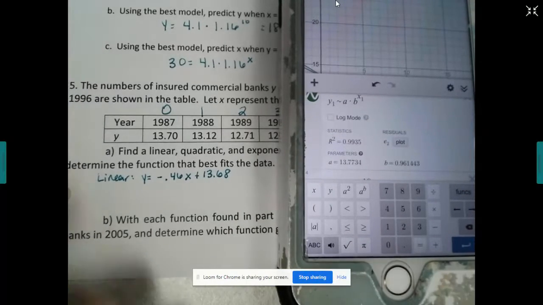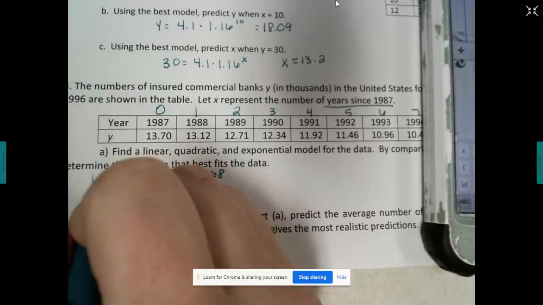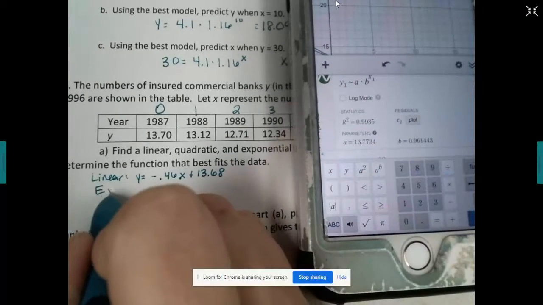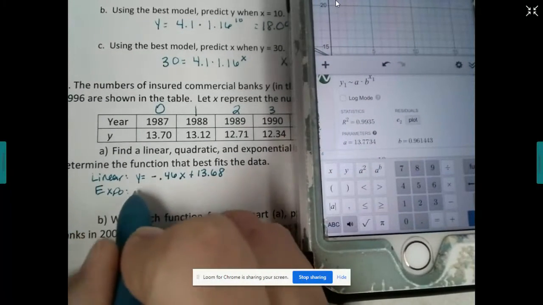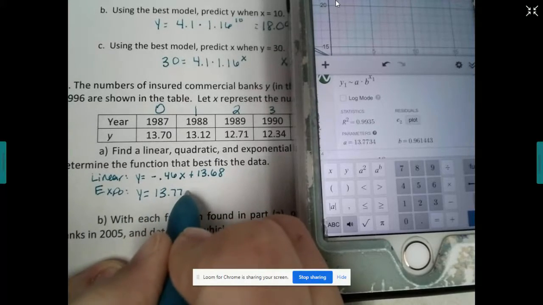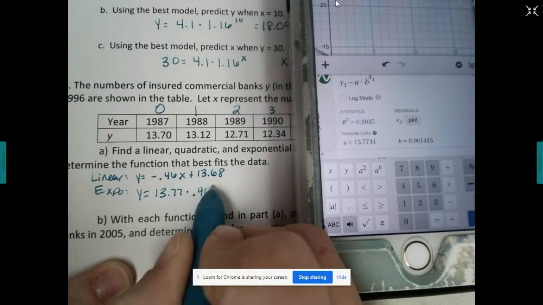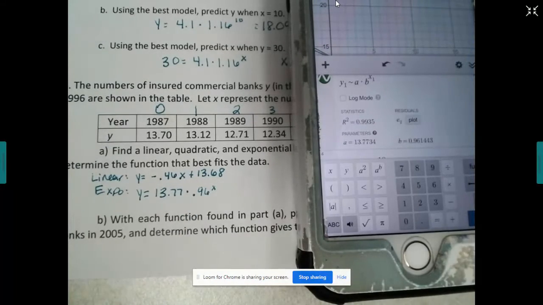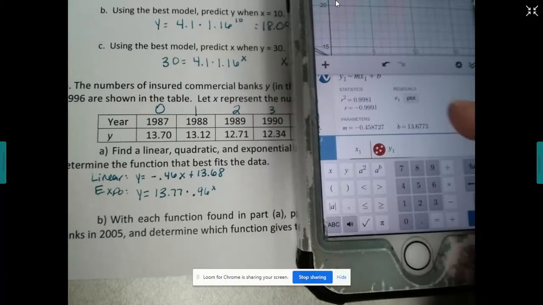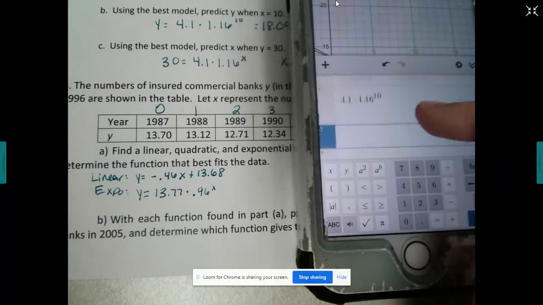So the exponential, we've got a is 13.77. So y equals 13.77 times our b is 0.96 to the x value. And it has an r squared of 99.35. So our linear is still winning. But let's try our quadratic.